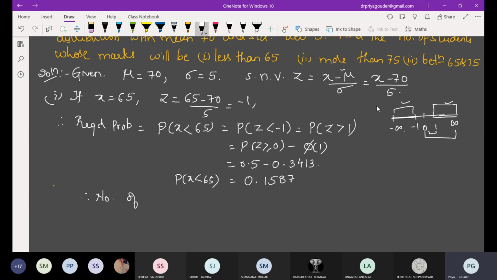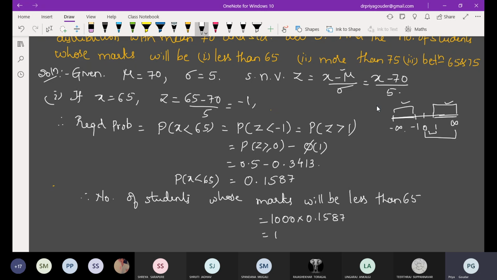Therefore, the number of students whose marks will be less than 65 is equal to 1000 into 0.1587. The answer is 158.7. So you have to round it off, otherwise they'll cut the marks. So there are 159 students out of 1000 who have scored less than 65 marks.